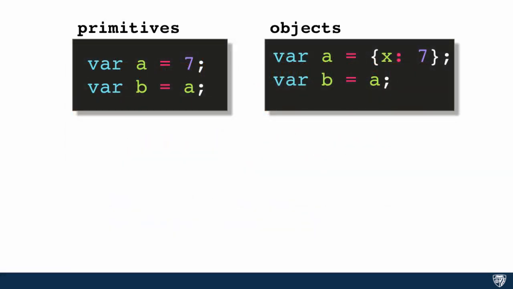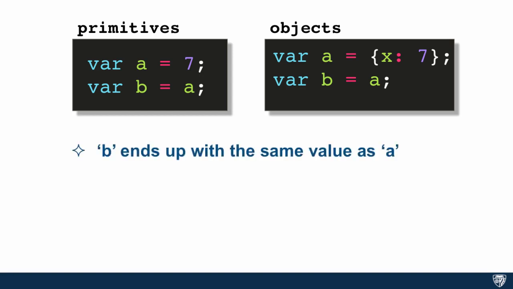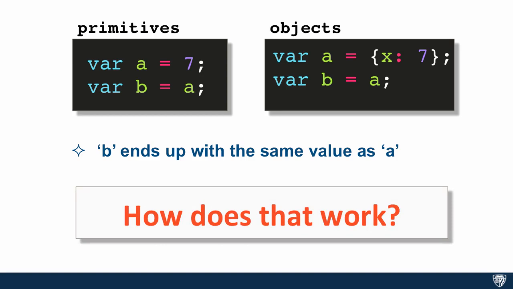So here on the left we have primitives, a is equal to 7, and then we're copying variable a, or the contents of variable a, into variable b. And on the right, we have a variable a that is equal to an object that has a property x equal to 7. And then in the second line, we're copying the contents of a into b. So b, at the end of the day, in both circumstances, ends up with the same value as a, at least at this point. So the question is, how does that work? Let's take a look at some visualization to understand this.